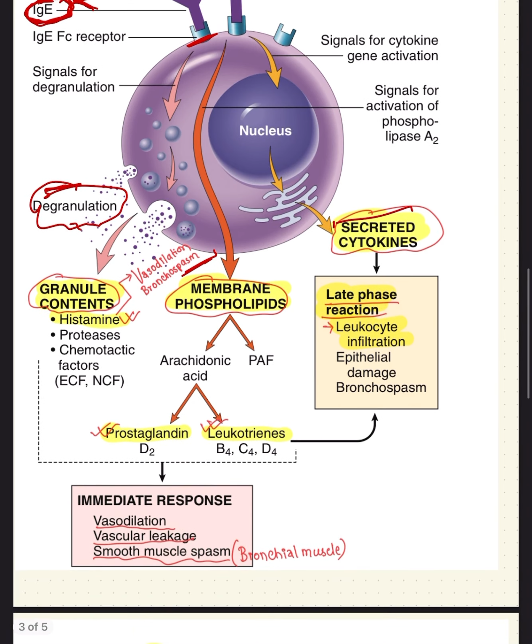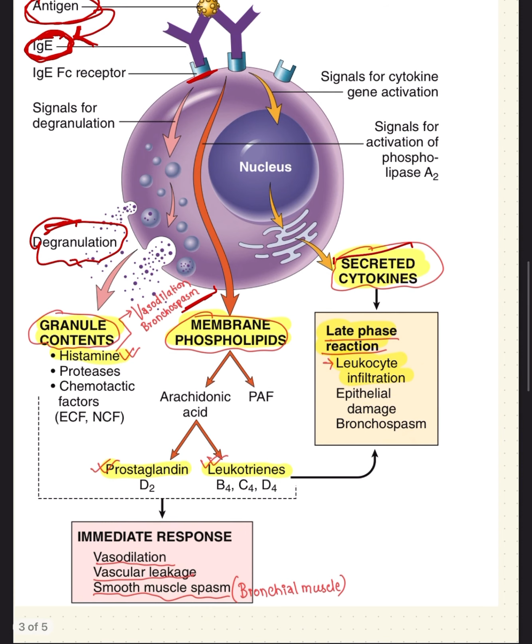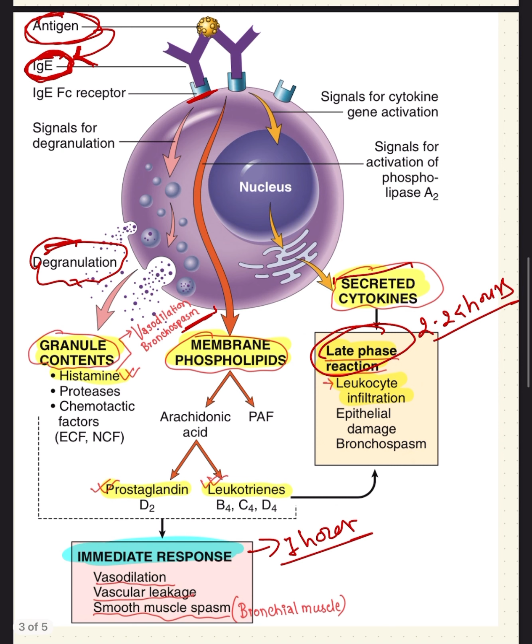Now, the degranulation or the mast cell reaction occurs in two phases. It is a biphasic reaction. You can see here, there will be the immediate response, and it occurs within 1 hour, right? And the late phase reaction occurs in 2 to 24 hours, right? Now, what happens in an immediate response?